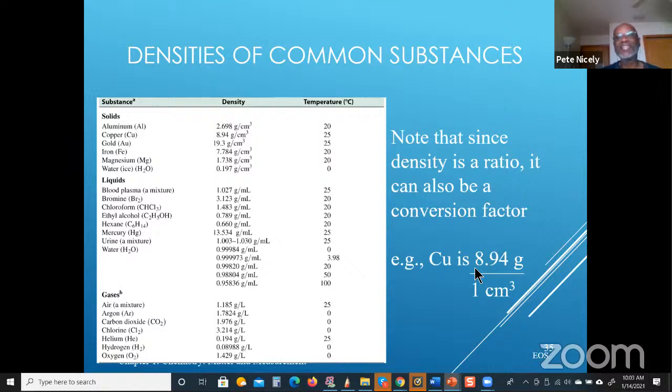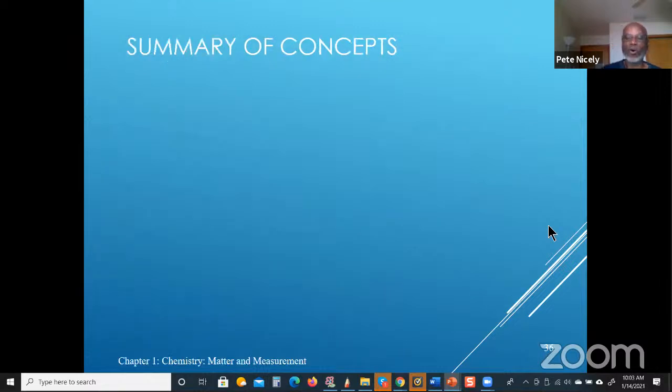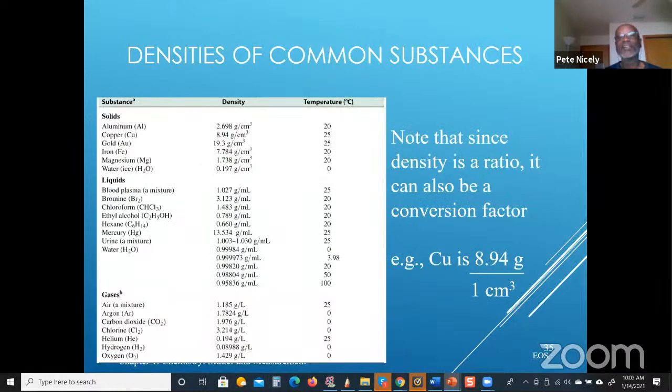Now, because the density unit is a combination of a unit of mass and a unit of volume, we can also express the density as a conversion factor. So for example, in the case of copper, the density can be expressed as 8.94 grams divided by 1 cm cube, or, let me write it here, you can express it as 1 cm cube over 8.94 grams. Again, it depends on what you're trying to accomplish, which would require using either this one or this one.